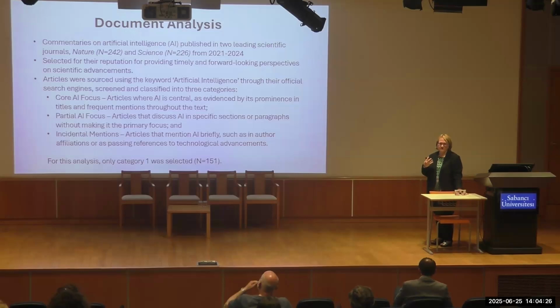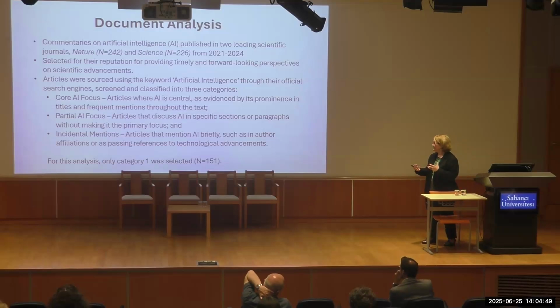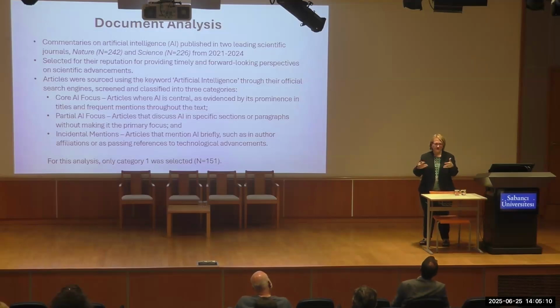Sometimes there were articles that had core AI features, so the AI component was quite central, very prominent in the title and in the article, and you can qualitatively see that this is an article about AI and science without any question. In some cases, it was a partial AI focus. Sometimes they just referred to AI in passing in some paragraphs, but the article didn't really have a primary focus on AI. And then there was a third category of articles that had incidental mentions, articles that just mentioned AI very briefly. As a function of our search, they came up, but when we looked more closely, they were not really talking about AI.